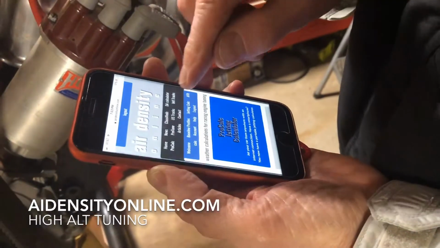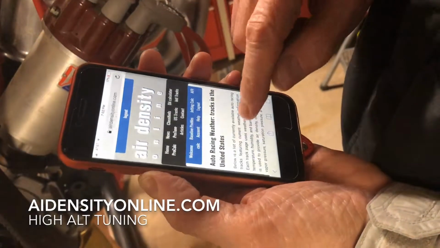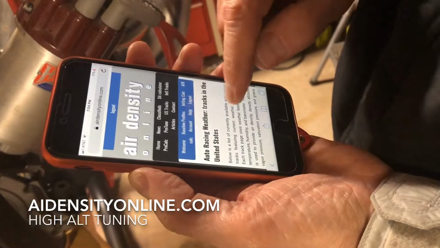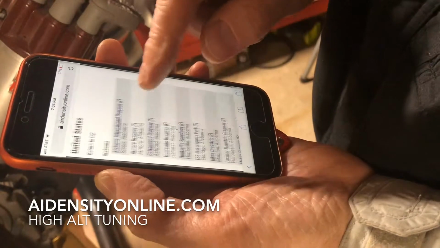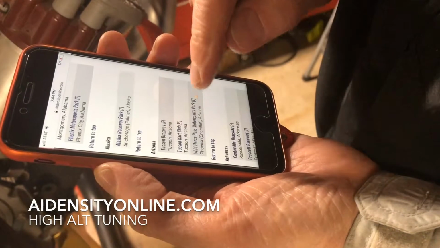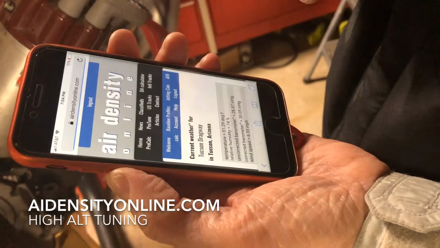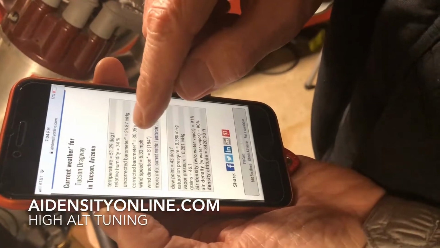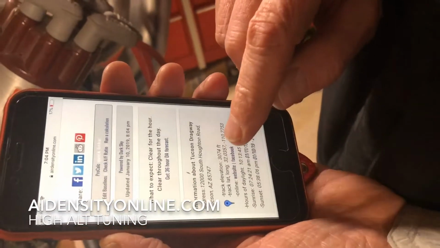I'm going to Air Density Online. I'm going to hit US Tracks. And this is a drag strip, so I'm going to narrow my list down. And it's Tucson Dragway in Arizona. The uncorrected barometer is 26.87. That would be typical for a 3,000 foot elevation.